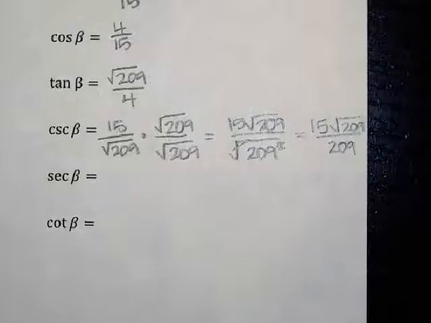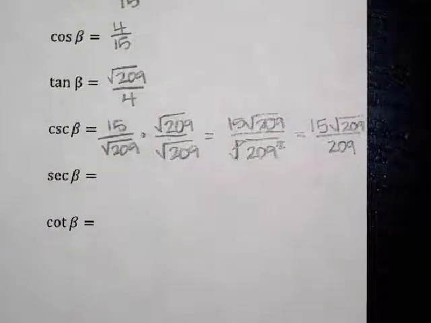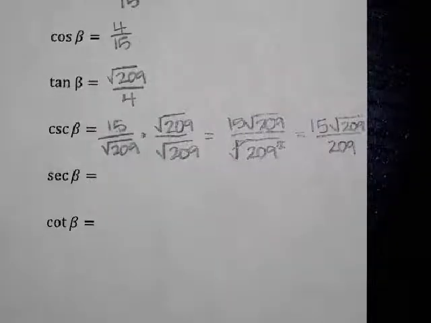And even though that answer looks worse than the original answer, it's technically proper. It's called the rationalized answer because it doesn't have a radical on the bottom. So certain mathematicians would say that answer is preferable because there's no radical on the bottom.